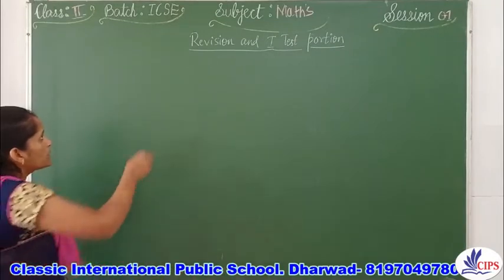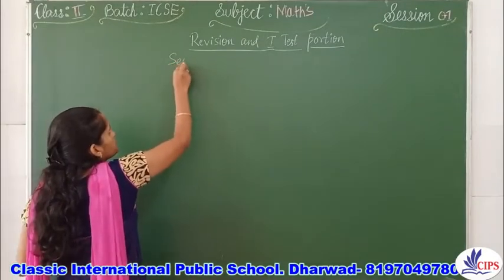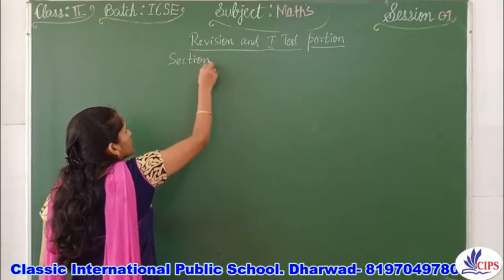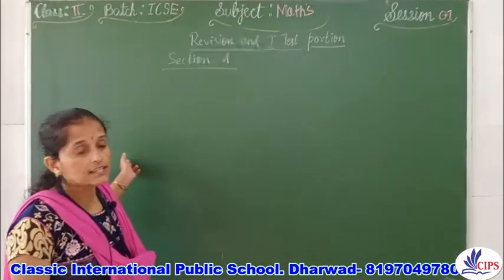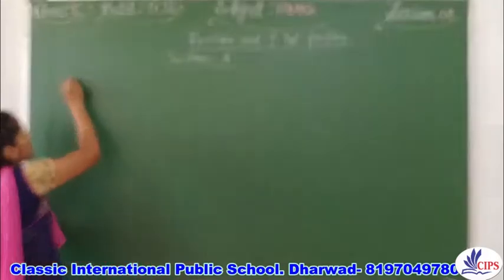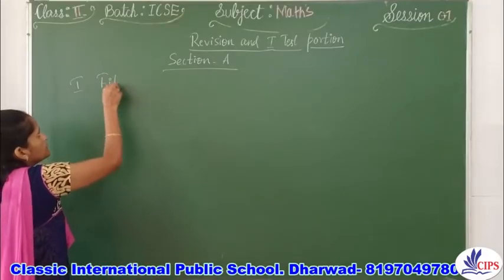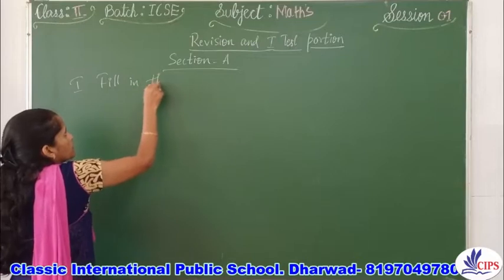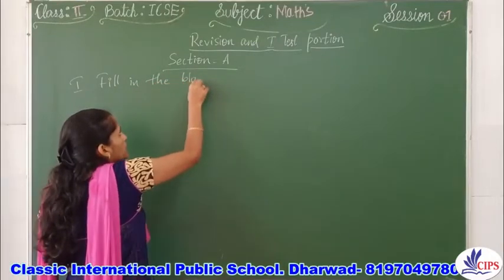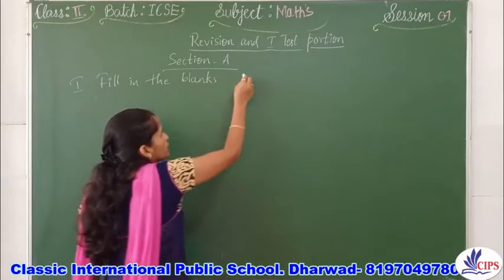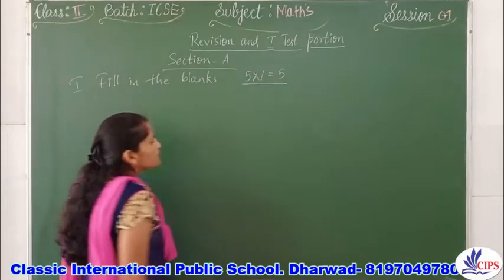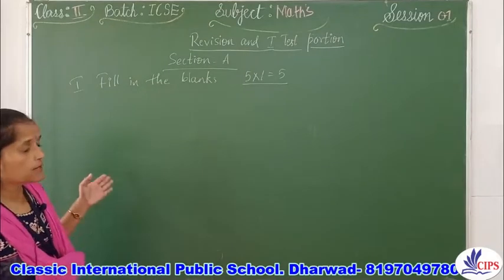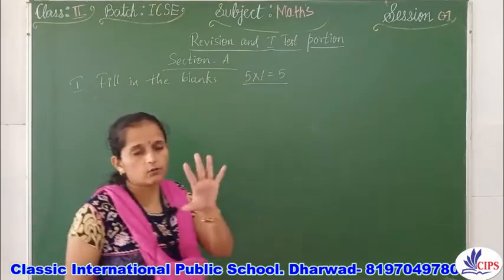Then in the first part you will have section A in the test. In that, the first one will be fill in the blanks for 5 marks. So children, you will have the fill in the blanks, 1 mark each. You will have only 5.